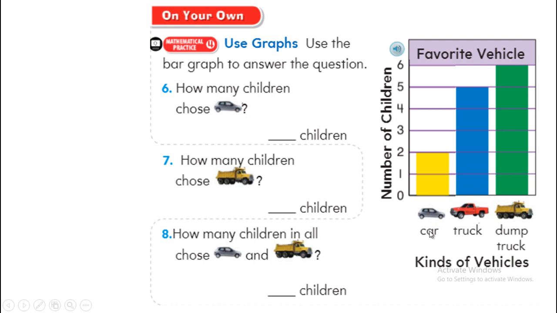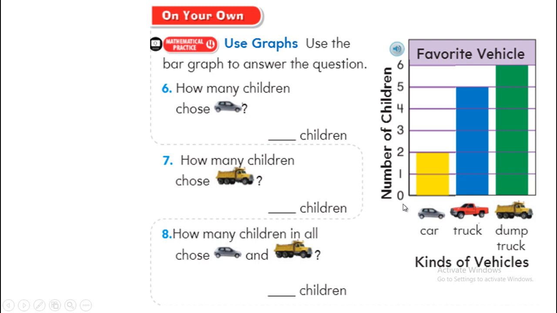That means how many kinds of vehicles, and here how many children chose the car as their favorite vehicle. So we want to know how many children chose the car, and how many children chose the truck, and how many children chose the dump truck. So our favorite vehicle, this is the title of our bar graph. Here are the kinds of vehicles. I put them all next to each other.